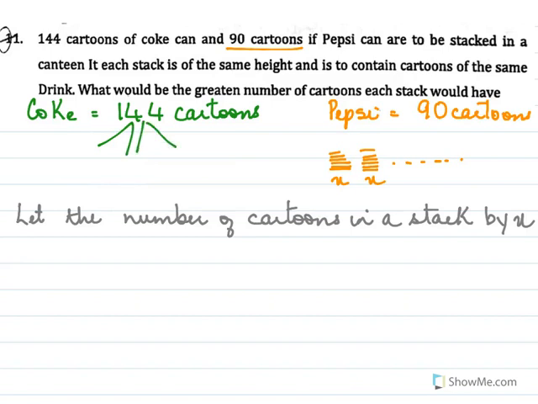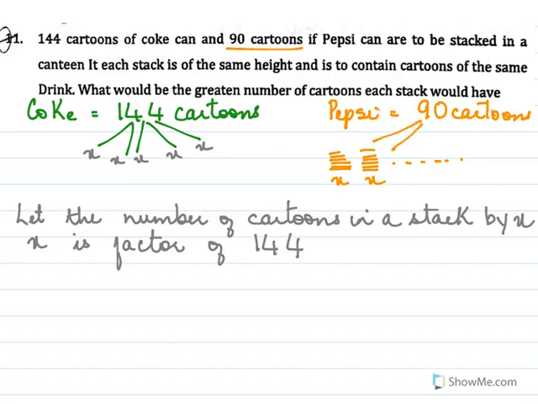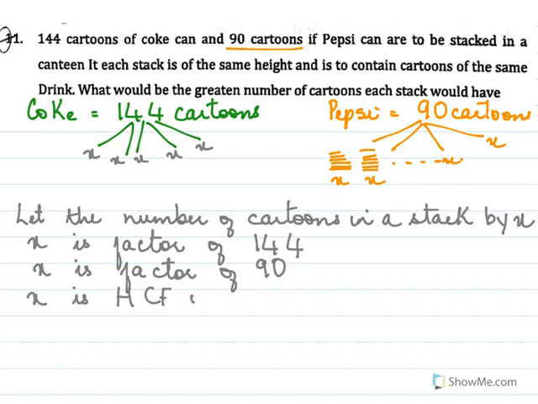So this 144 has to be divided into many stacks. We don't know how many stacks, and we don't know how many in each stack. Each stack should have x. So x is a factor of 144. In a similar way, this 90 also has to be divided into many stacks. So here also x is a factor of 90. So x is the HCF, the highest common factor, of 144 and 90.